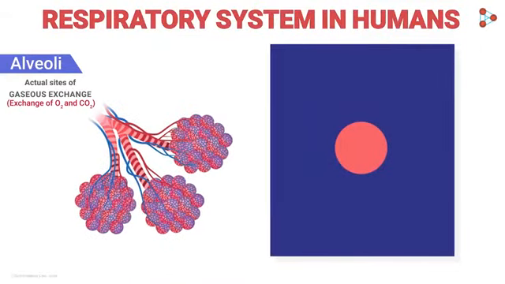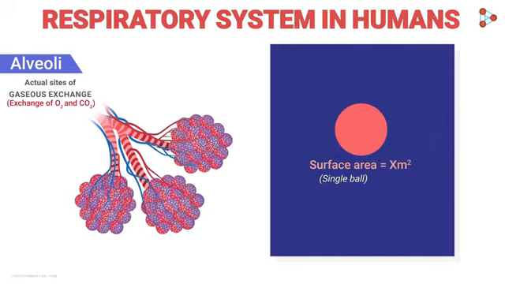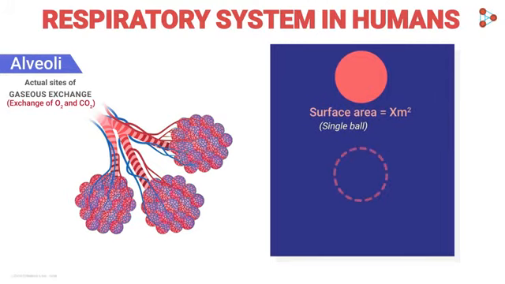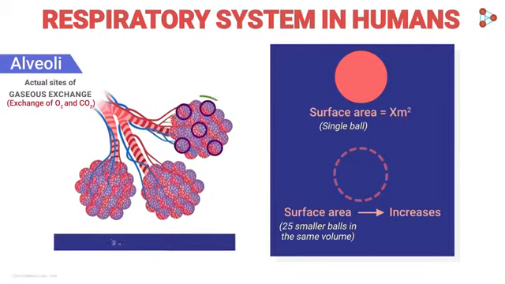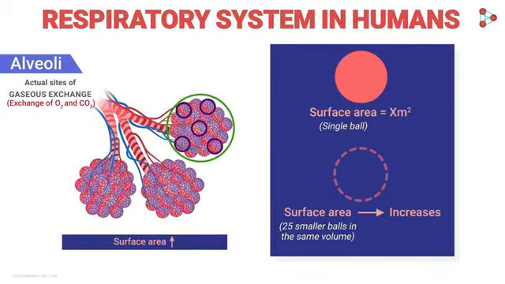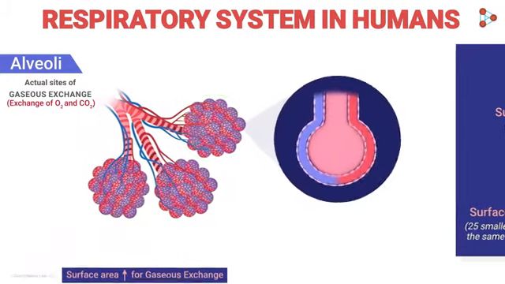Imagine this single ball. Suppose it has the surface area of x meters squared. Now if the same volume is occupied by 25 smaller balls, it's obvious that the surface area will increase by many folds. Similarly, here as well, the number of smaller structures make sure that the surface area increases and the maximum surface gets available for the gaseous exchange.